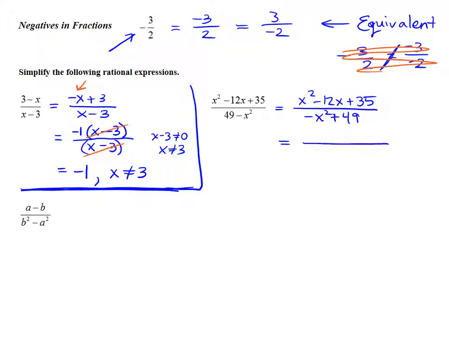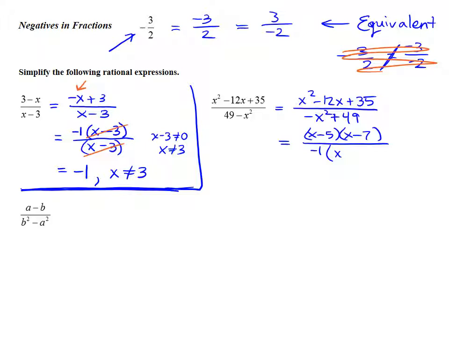Now in the numerator, we've got a trinomial that will factor into the product of two binomials, x times x. And if you think about factoring 35, if you use 5 and 7, those will add up to 12, but we want a negative 12, so we'll make them negative. Negative 5, negative 7. Double check that, make sure it does work out before you go on. In the denominator, because it starts with a negative, factor out a negative 1 first.